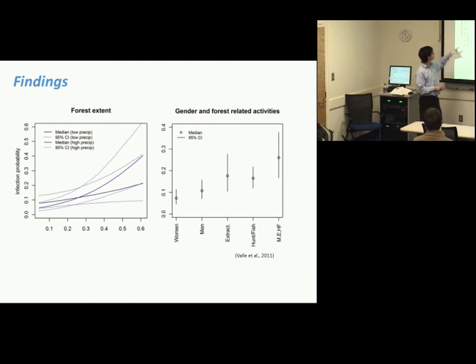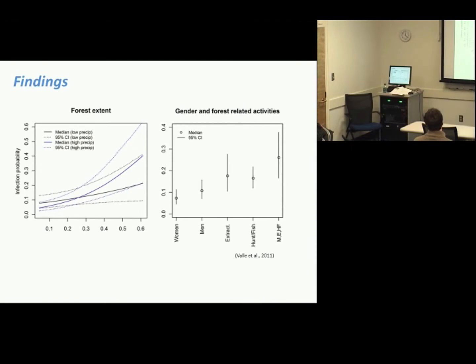So as forest extent increases, the chance that you're infected increases. So these are these lines. There is a significant interaction with precipitation. So if you live close to forest and it's raining a lot, you have a higher chance than if it's not raining.